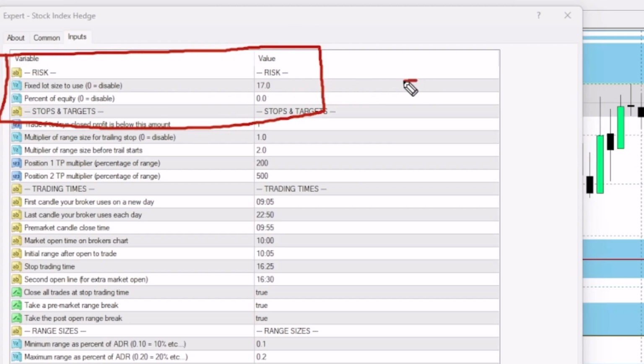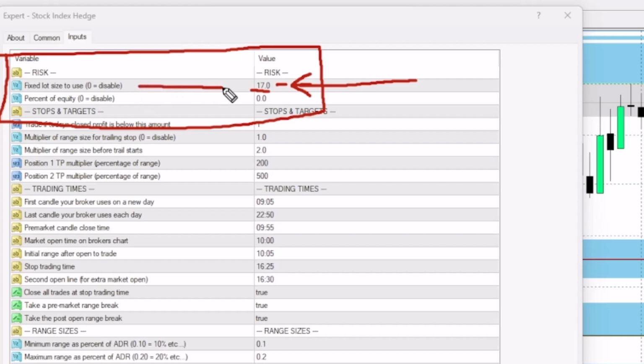Personally, I prefer to use a fixed risk, and you can determine the lot size for the risk basically by just running the EA in the strategy tester. So start off with maybe 10 lots and let the EA run for a few days, see how much profit and how much loss the EA makes on a daily basis. And then you can adjust that up and down according to your individual risk parameters.